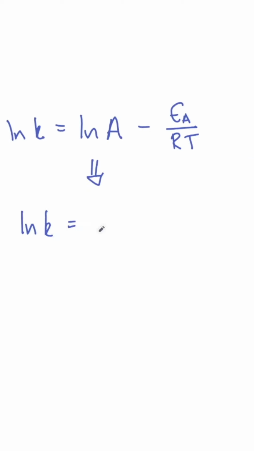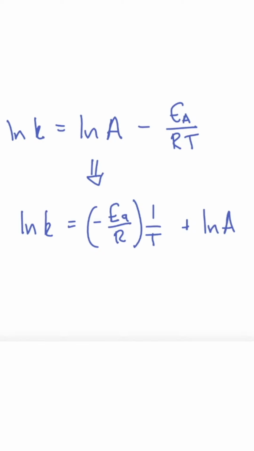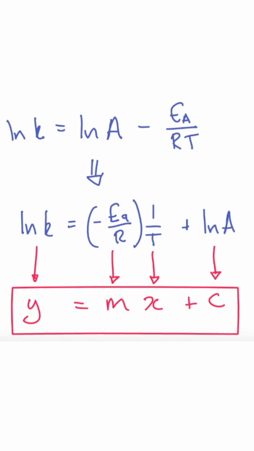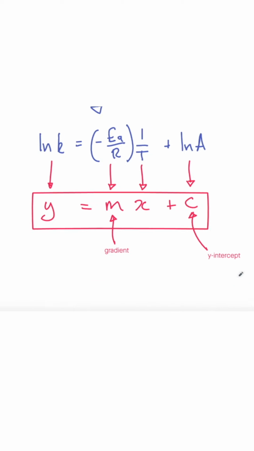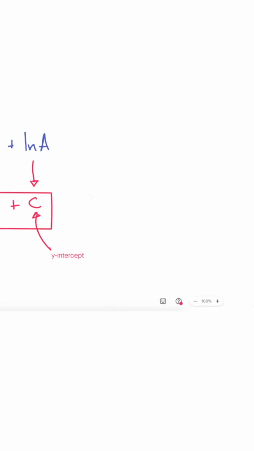You can also use the ln version of the equation to help with graph questions, as you can rearrange the equation as ln k = -Ea/R times 1/T + ln A. The reason you do this is because now the equation is in the form of y = mx + c, which is a straight line graph. So you can plot a graph of ln k against 1/T, and that will give you a straight line graph where -Ea/R is the gradient and ln A is the y-intercept.